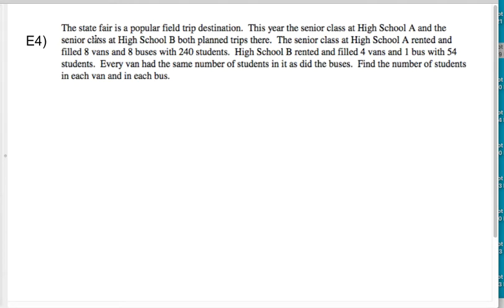So I'm going to use X for the number of kids in a van, and I'm going to use Y for the number of kids in a bus.